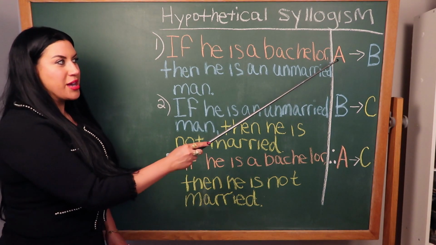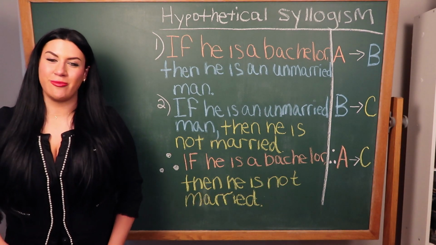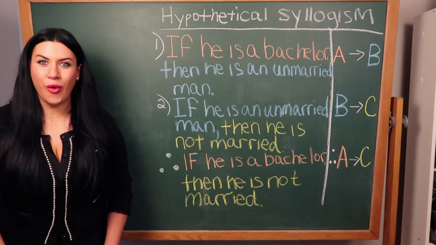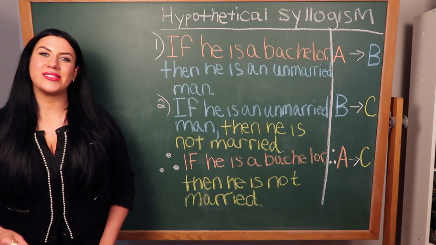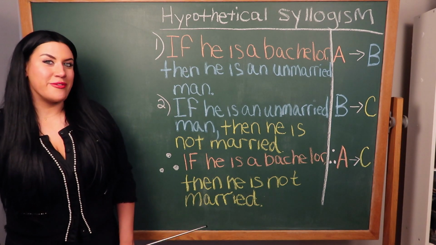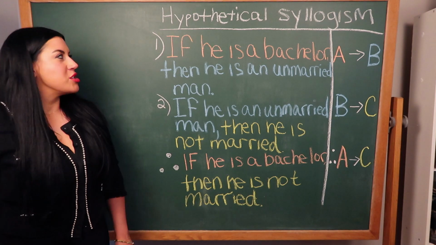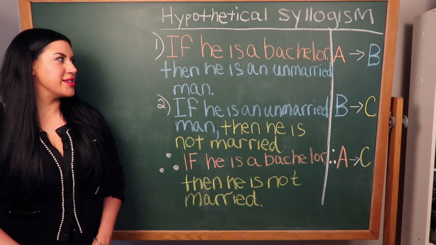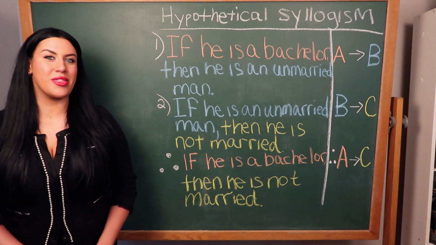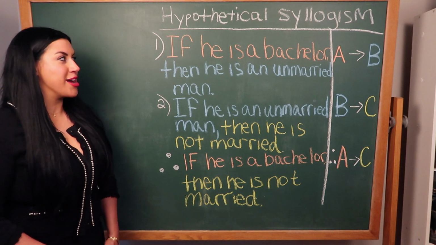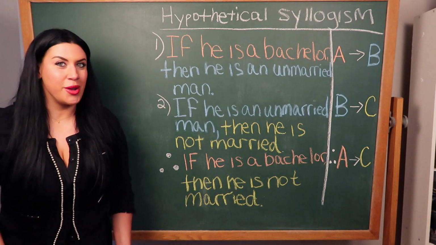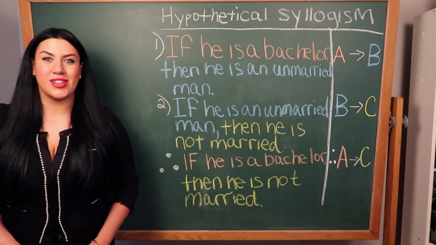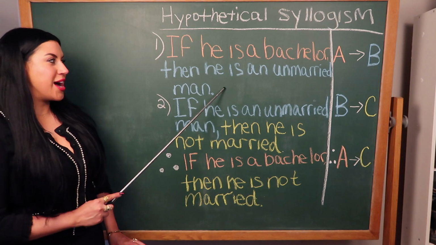So it's valid because it fits our hypothetical syllogism form. But as we've discussed, soundness is more important than validity alone, because a sound argument will be not only valid, but the premises will be true. So let's evaluate the premises for truth. If he's a bachelor, then he is an unmarried man. Can we come up with an example where someone could be a bachelor but somehow be a married man? The answer would be no. By definition, a bachelor is an unmarried man, so premise 1 checks out.